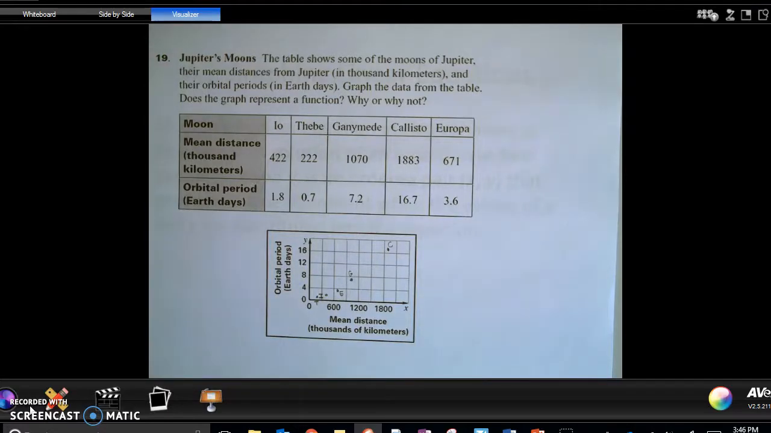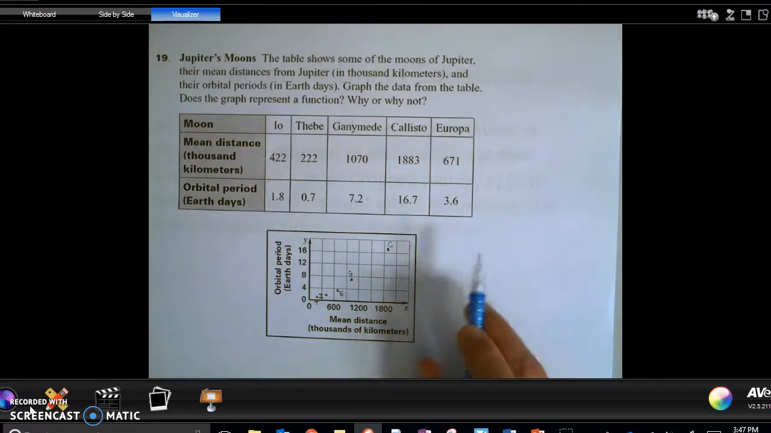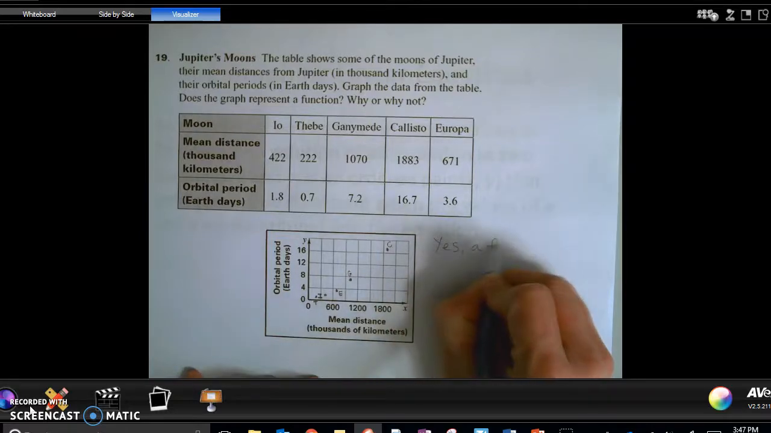So right now we want to know, does the graph represent a function, yes or no? So in this case, the main thing to remember is that to be a function, each input has to have one output. So this graph would represent a function because each input has exactly one output.